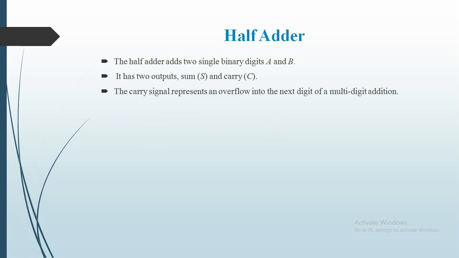Now the main part will start, that is the half adder. It is a simple addition of two single binary digits A and B, and it has two outputs, that is the sum and carry. The carry signal represents an overflow into the next digit of multi-digit additions. Half adder circuits are circuits that perform some arithmetic operations. It adds two single binary digits and gives two outputs, that is sum and carry.